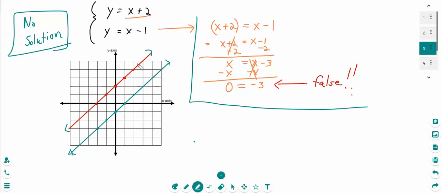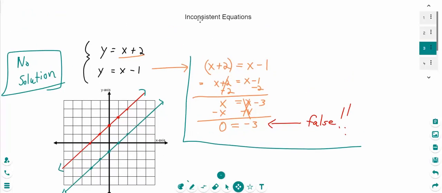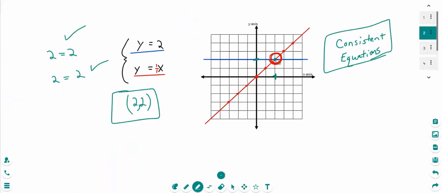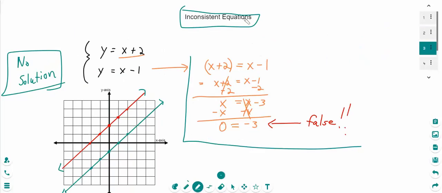The lines are parallel. All right? And we give this a very special name. We call these types of systems of equations inconsistent equations. So before we had consistent equations where we did have an intersection point. Now we have inconsistent equations where they are parallel and they never cross over each other at all. All right? Interesting, isn't it?